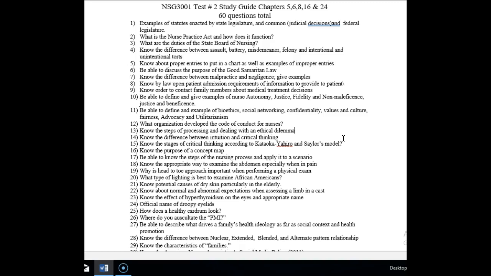Four, you're going to state the problem. Five, you're going to consider possible courses of action. Six, you're going to negotiate the outcome. And then seven, you're going to basically evaluate the action that you took. So those are the 7 basic steps to process an ethical dilemma, and you should pretty much know that.